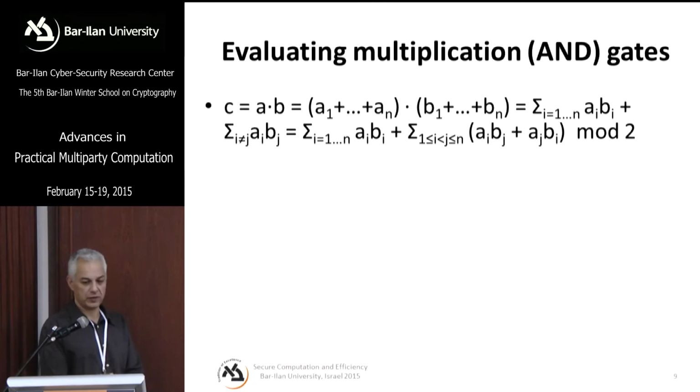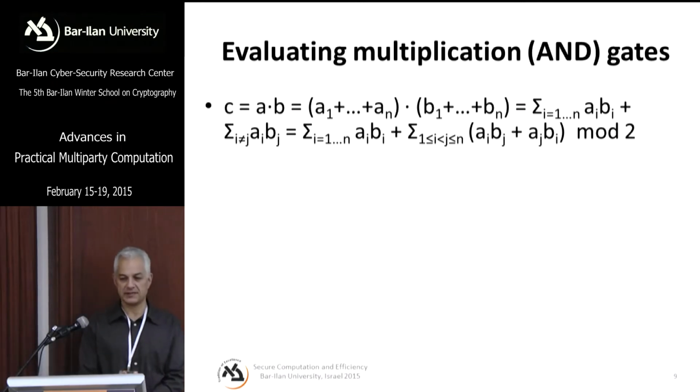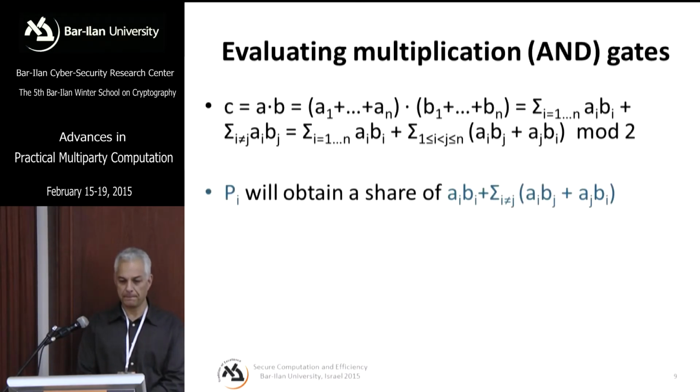going from 1 to n, plus the sum of Ai Bj for every pair i and j that are different from each other. Okay? So we can just reorder them, and we see that it's the sum of Ai Bi, plus, for any i and j different from each other, the sum of Ai times Bj plus Aj times Bi. Okay, and somehow they should do a sharing of C.